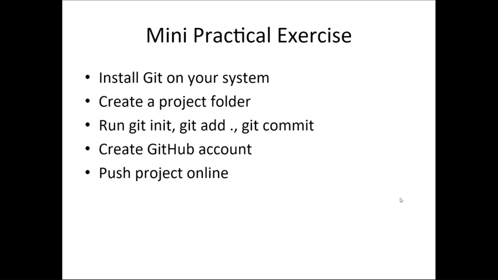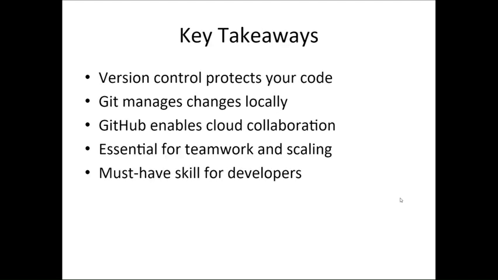Now, all of this will have better appreciation for you when we get to the practicals, and that will be so lovely. I'm so excited to show you all of this and how you can be doing this with AI. You don't have to rack your head about it, but it's good for you to have foundational knowledge on these things. Now, here are the key takeaways. Version control protects your code. Git manages your changes locally. GitHub enables cloud collaboration. It's essential for teamwork, and scaling is a must-have for developers.